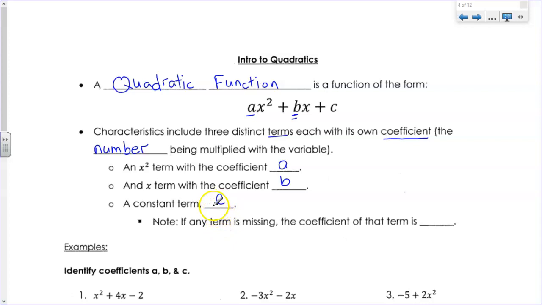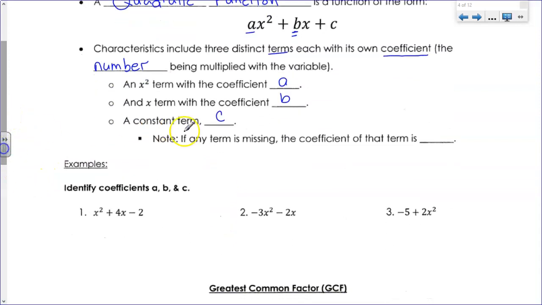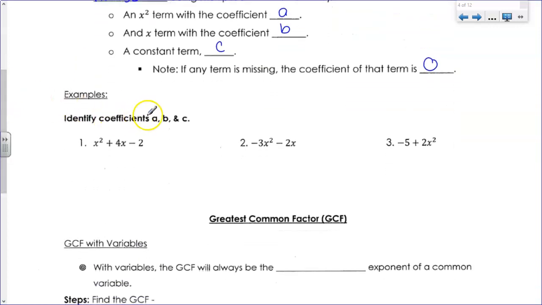So note, if any term is missing, the coefficient or the constant of that term is going to be 0. So you don't just forget about it. If there's not a b, b is 0. If there's not a c, c is 0. If there's not an a, a can be 0. Okay, so here we're going to identify the coefficients a, b, and c. So what number is in front of x squared? 1. What number is in front of x? 4.